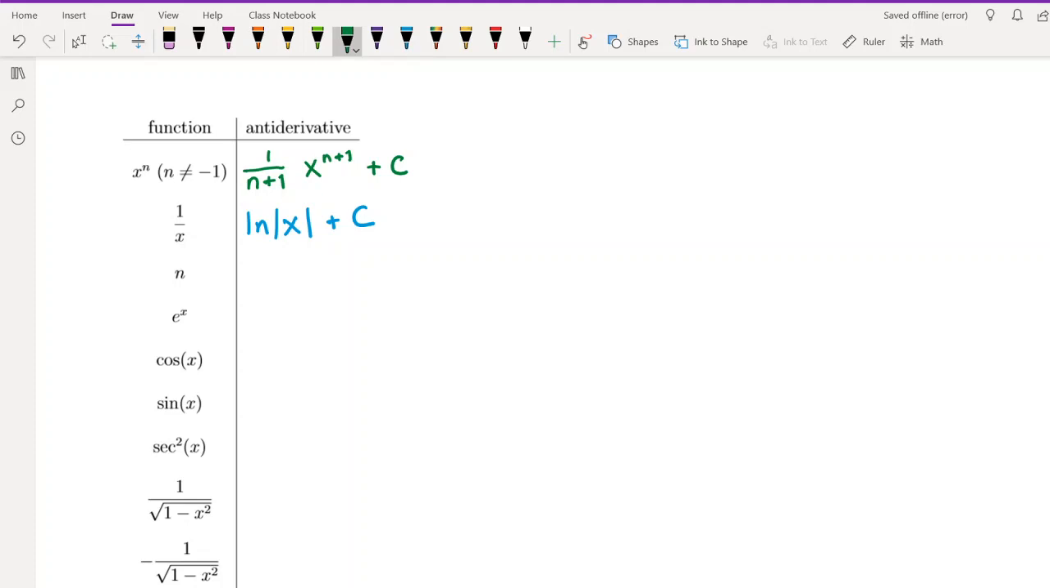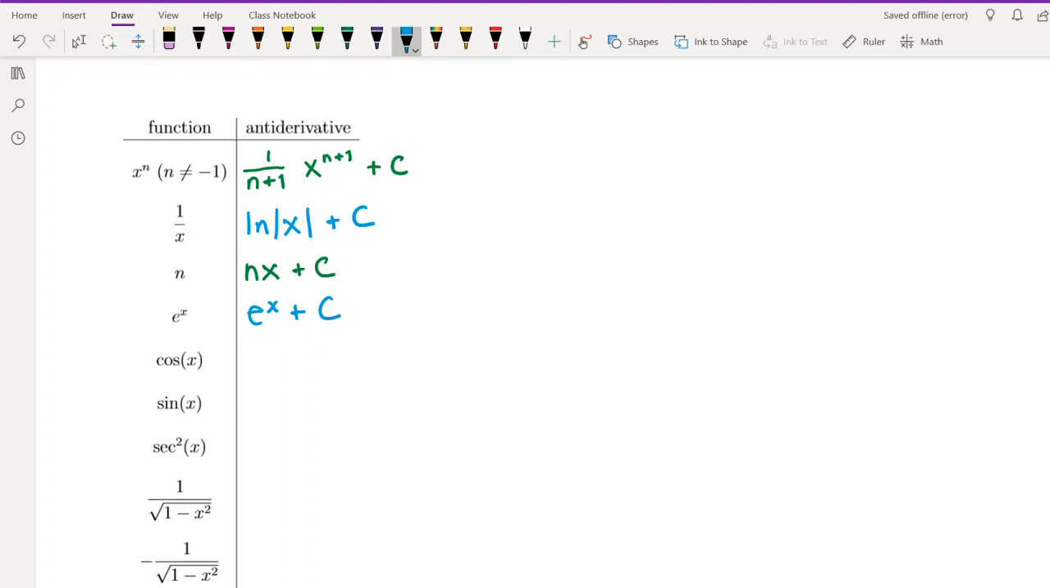So what about just for n on its own? So just a number. So think about like if we had 5 or 2 or -3. So what function, when you take its derivative, do you get just a number? Well, it would be that number times x. Right? So if you take the derivative of 3x, you get 3. If you take the derivative of 5x, you get 5, things like that. All right, what about e to the x? Well, that one is one of the easier ones, right? The antiderivative of e to the x is e to the x, because when you take the derivative of e to the x, you get e to the x.